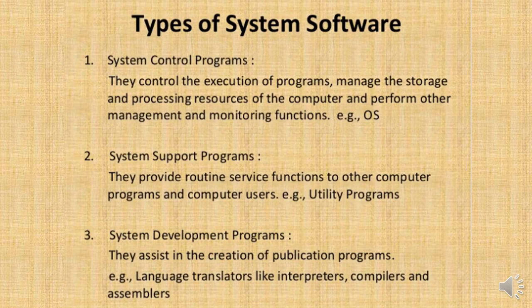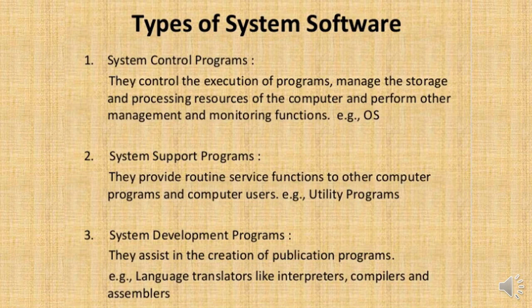Now types of system software. The first type, here it is, system control programs. Now system control programs, that is the operating system, control the execution of programs, manage the storage and processing resources of the computer and perform other management and monitoring functions. If we do not have an operating system, we cannot control the execution of any program.